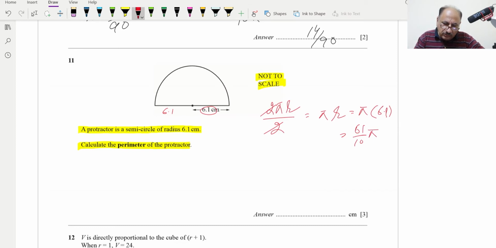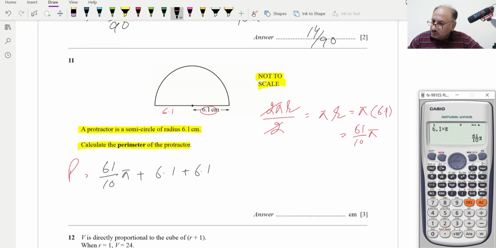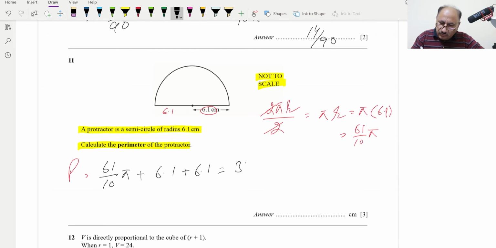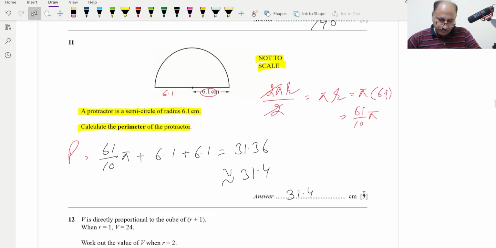And we have to add this. So the perimeter will be equal to what? The perimeter will be equal to 61 over 10 pi plus 6.1 plus 6.1, which is equal to 31.36, and we can write it as 31.4. We can write the answer as 31.4 centimeters.